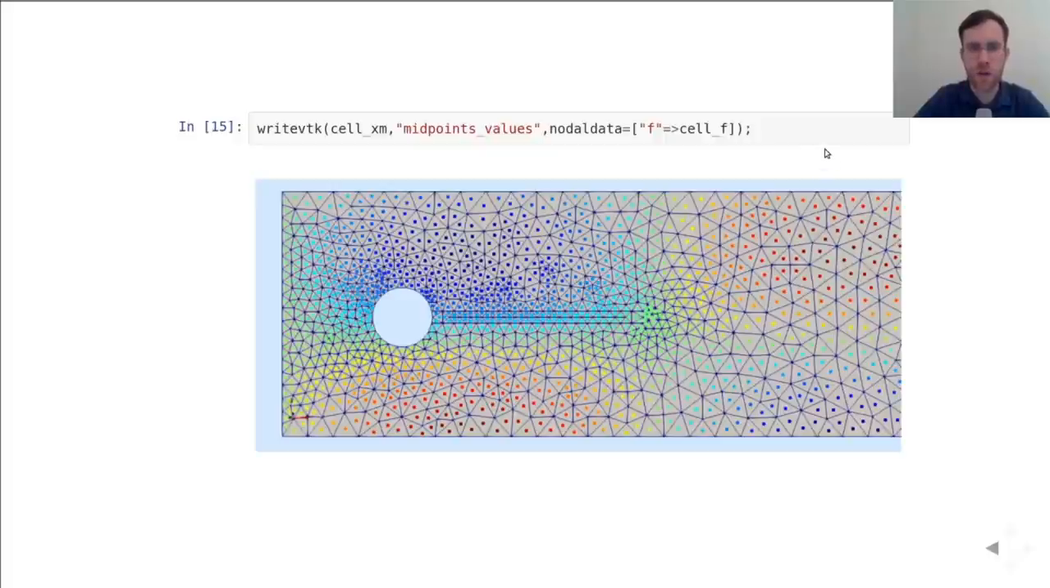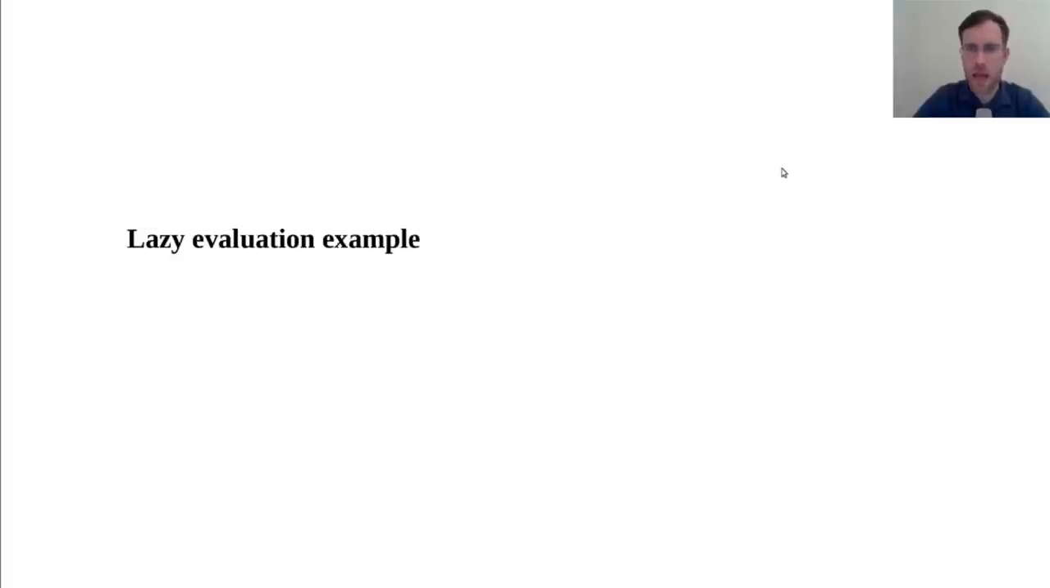As you have seen with this example, we were able to solve it without writing any loop over cells, which shows that Gridap has a very nice API to work with cell-wise quantities. With very few lines of code, you can very effectively work with cell-wise quantities. So I'm finishing my presentation with this.